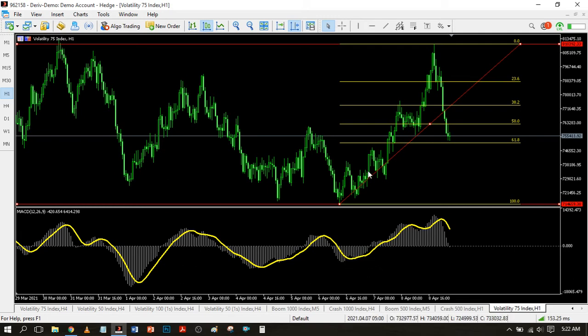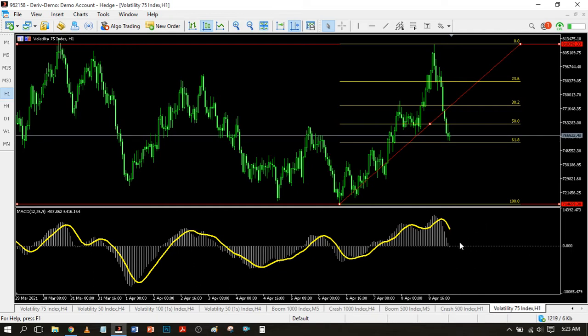Now you can see that price pushed up, then came back down and came to retest this level right here. What you want to see is that the MACD is still in a buy zone, and it's already between the 61.8 and 50 zone. So this is a very good situation whereby all you need to do is wait for the cross to the upper side.